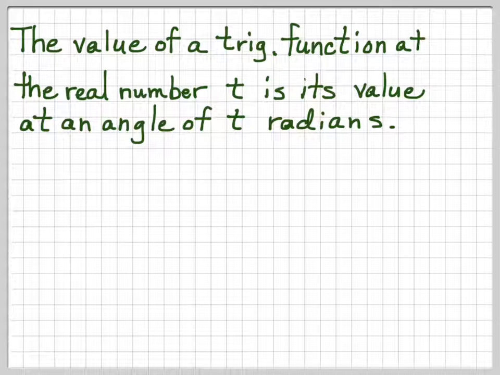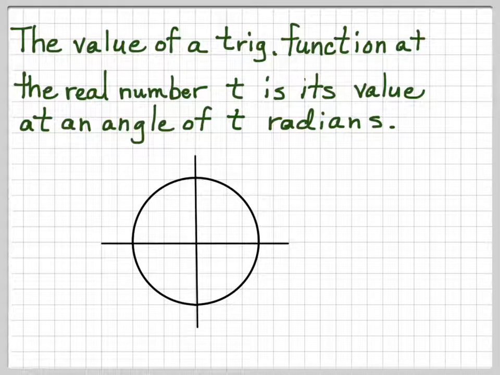Alright, so now we're going to have a little definition. The value of a trigonometric function at the real number t, and that's your angle, is its value at an angle of t radians. Let's take a look at a graph once again.